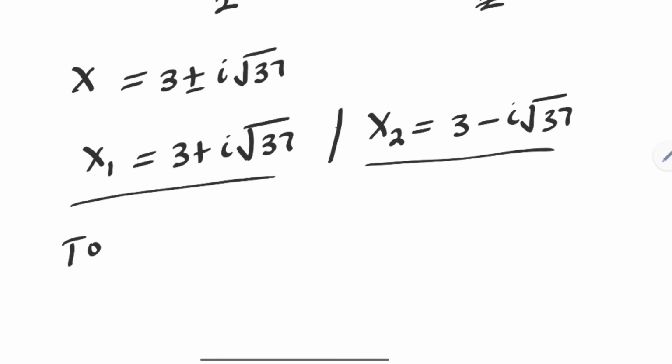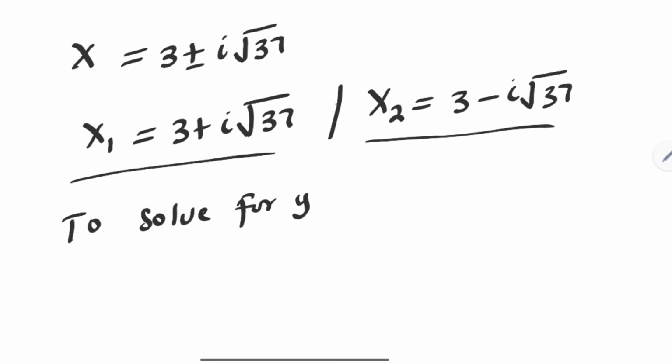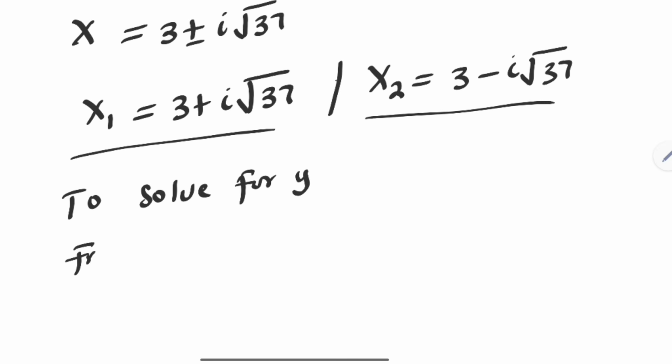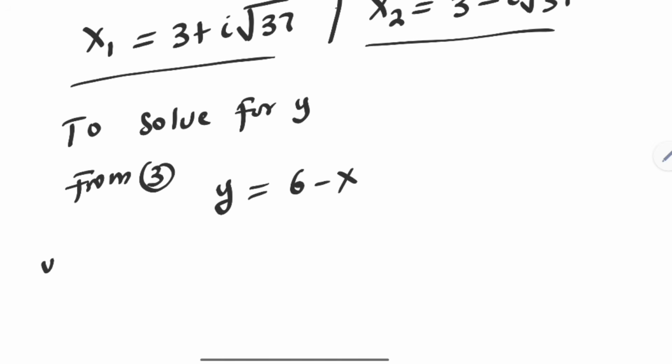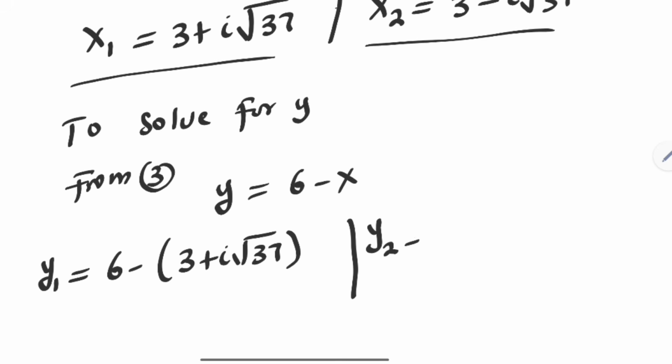To solve for y, from equation 3, y is equal to 6 minus x. y1 is equal to 6 minus x1, which is 3 plus i root 37. Then y2 is equal to 6 minus 3 minus i square root of 37.